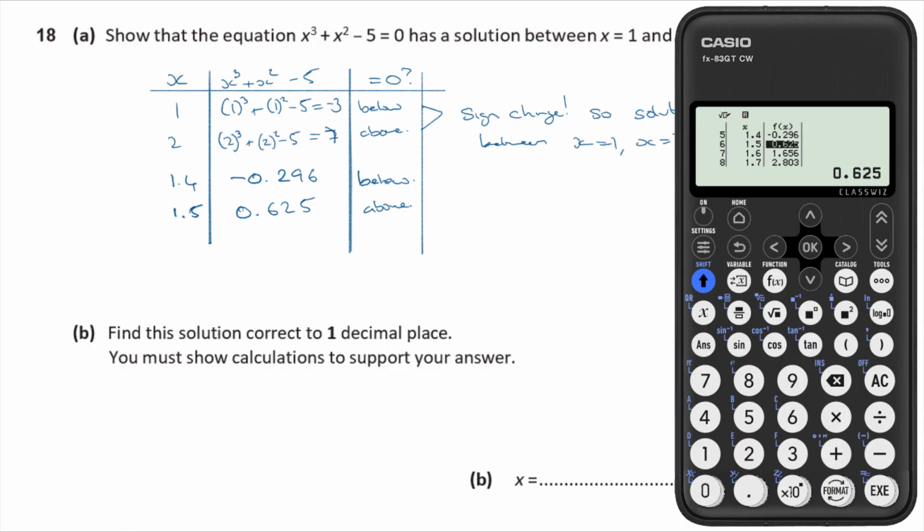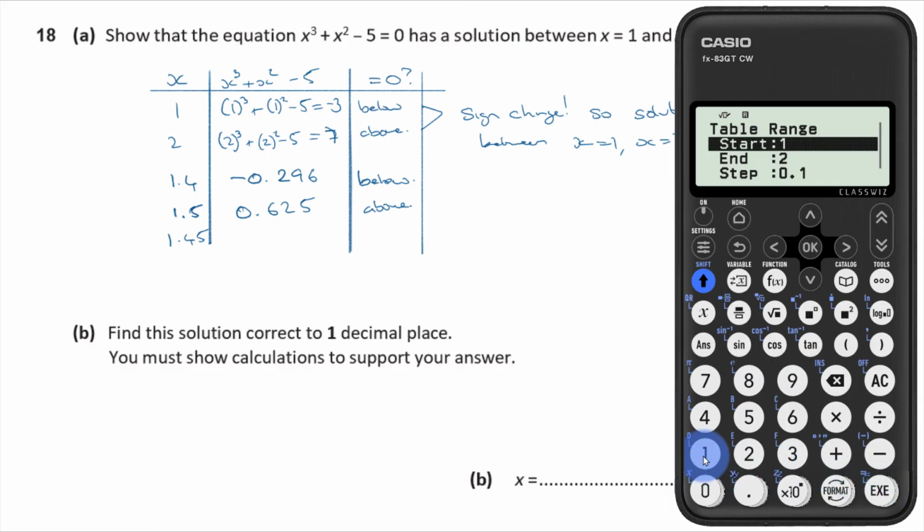Now to decide which one of those two I'm going to give, the method is to test the midpoint of those two. I need to test 1.45 and see if it's below or above 0, and then I can decide which way I'm going to throw it. The easiest way to do that is go one more time back to the tools and change the table range one more time.